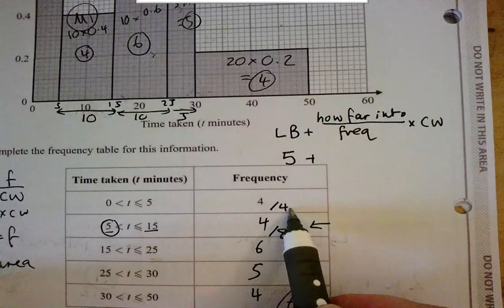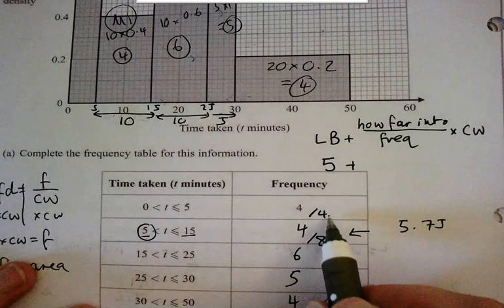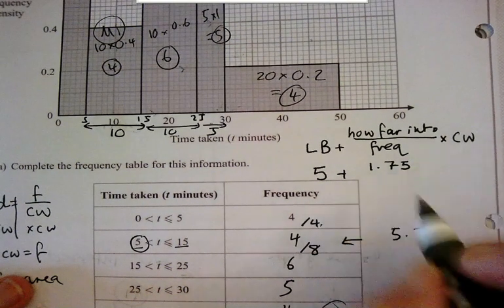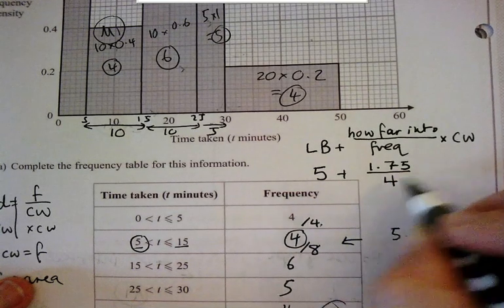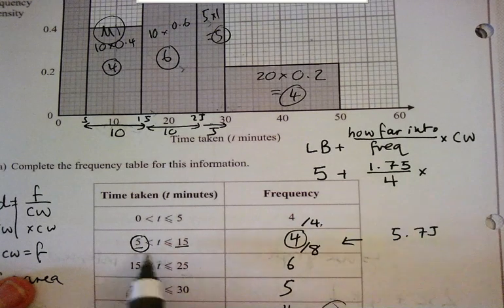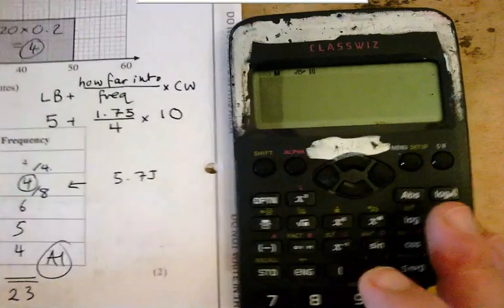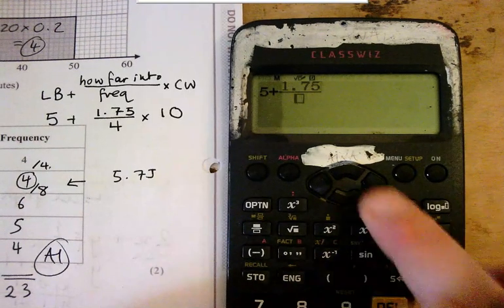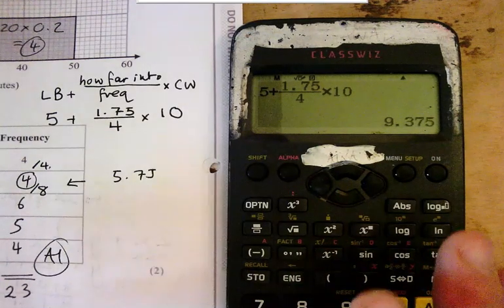I got to the 4th person, but I wanted to get to the 5.75th person, so from 4 to 5.75 is 1.75. So I want to go 1.75 into. The frequency for that bar is 4, and the class width for that bar is from 5 to 15, 10. So I can now type that into my calculator. Gives me 9.375.